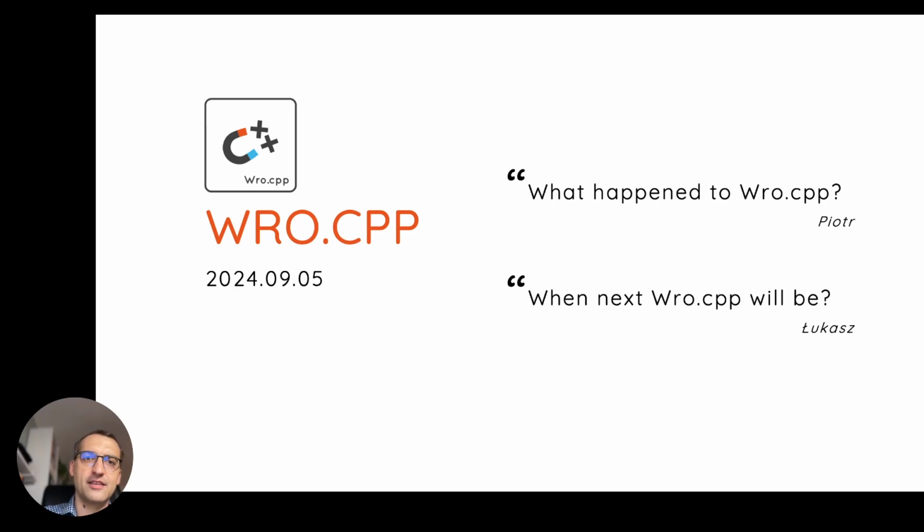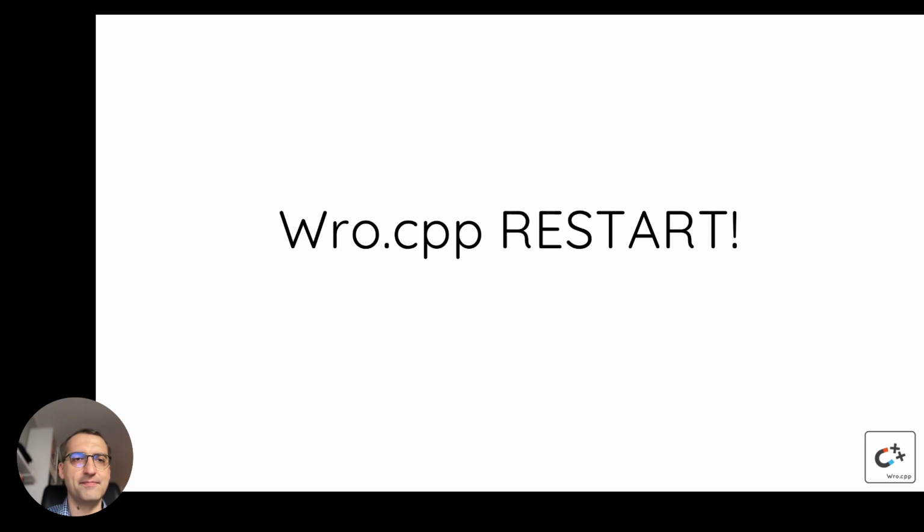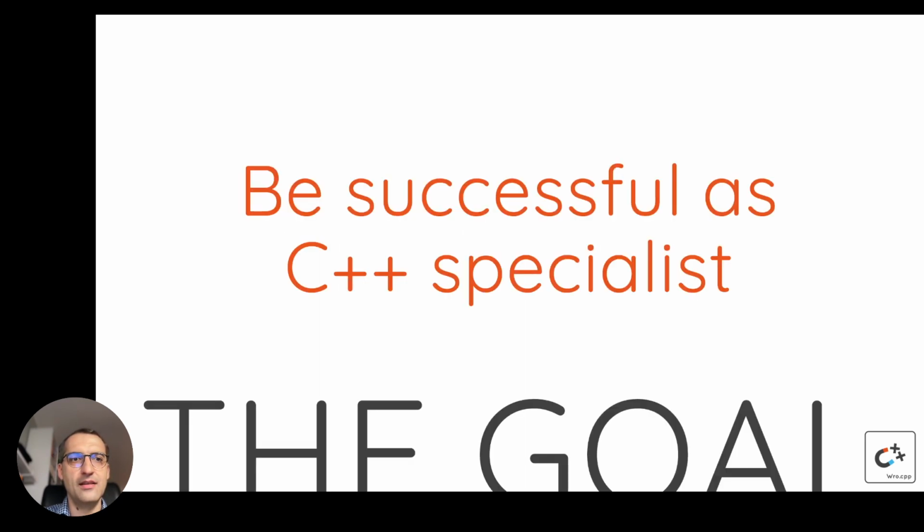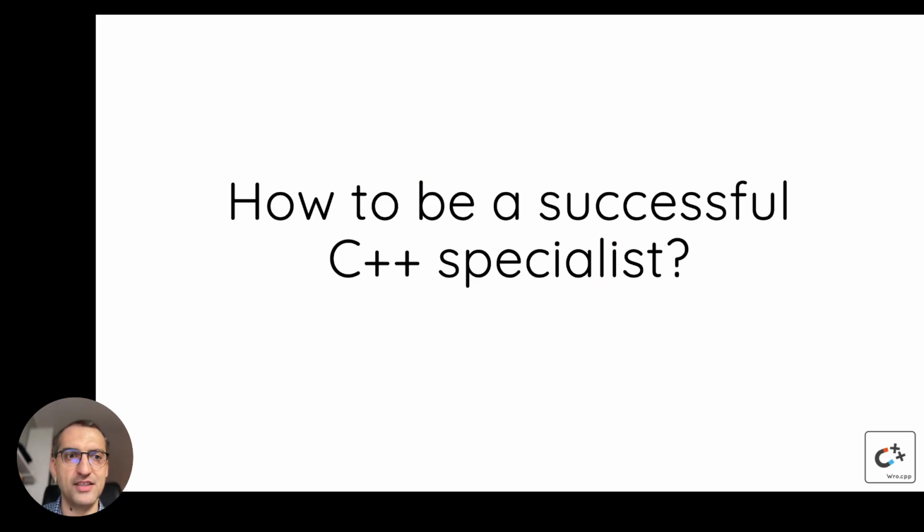This year I got a couple of questions about what happened to Wro.cpp, and the plan was to restart it, so let's restart it. The goal of the meetings will be how to be a successful C++ specialist. What does it mean to be successful as a C++ specialist? This time I will propose a couple of areas that I want to concentrate on in the next meetings.